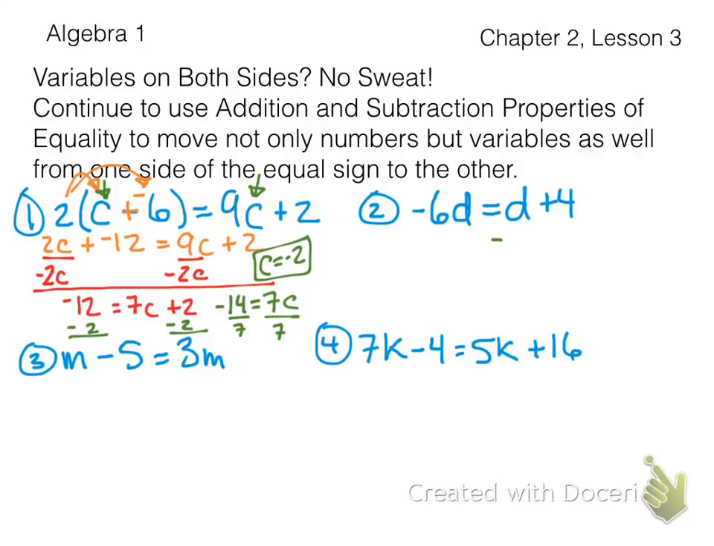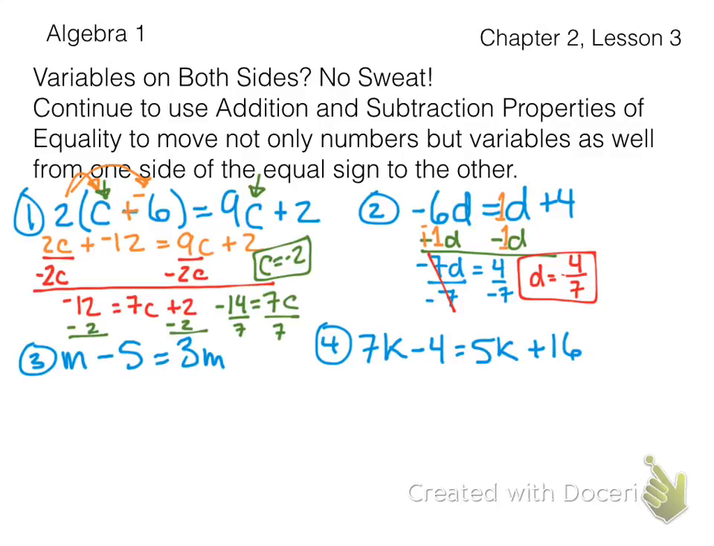So I am actually going to minus d over here and minus d over here. And remember, there is an invisible 1 in front of those d's. Okay? So now I have negative 6d plus negative 1d, because I went ahead and I added the opposite. So negative 6d plus negative 1d is negative 7d, and that equals 4. So now I'm going to divide by negative 7, divide by negative 7. The negative 7s are going to cancel out, and d is going to give me negative 4/7. Okay?